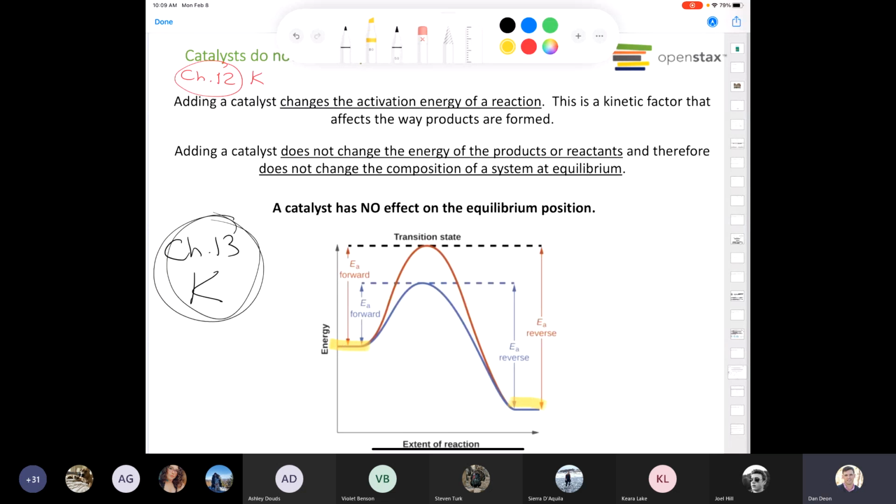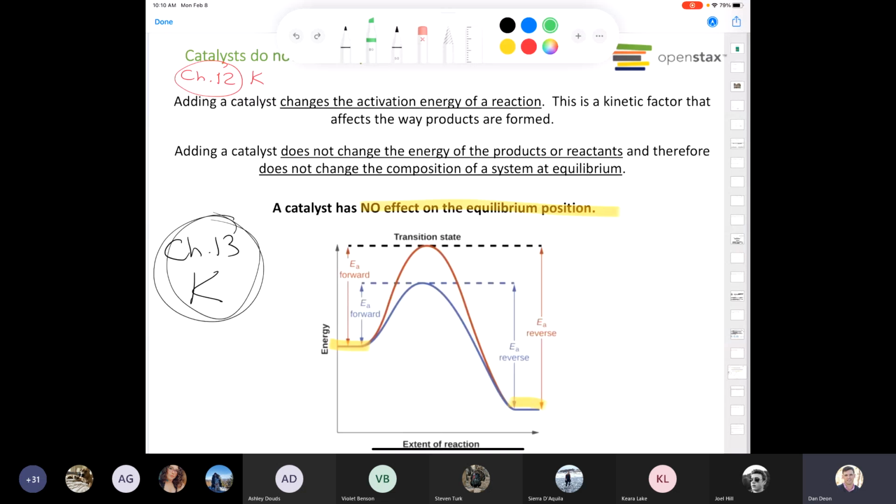So adding a catalyst, even though it might speed up a reaction, has no effect on equilibrium whatsoever. You have to understand that when you add a catalyst in chapter 12, it can speed up a reaction, but when you add a catalyst in chapter 13, it doesn't change big K at all. Why? Because, and I'm repeating myself, the relative energies of the products and the reactants remain the same. It's the transition state that's different, the pathway that's different. So that's a big concept.